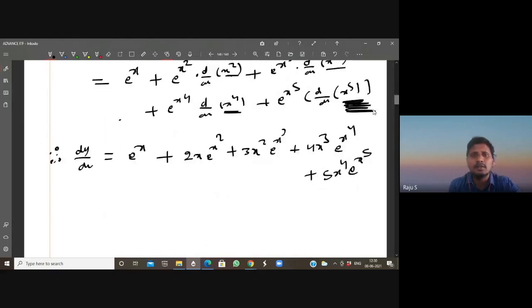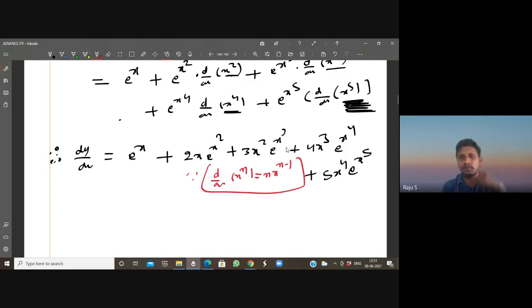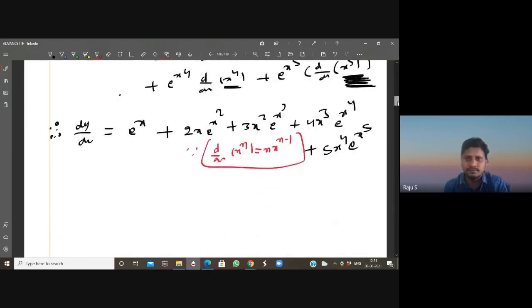With the help of the power formula, here itself it's better to write like this also, since d by dx of x power n is n x power n minus 1. So this is the formula we used here to get the x cube, x square, x power 4, x power 5 derivatives. So this is the answer.